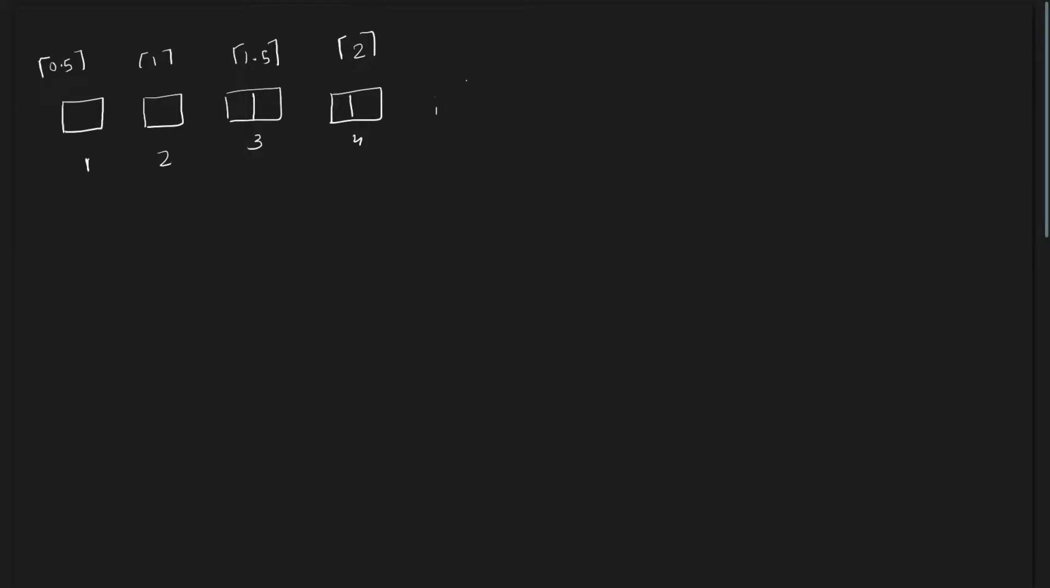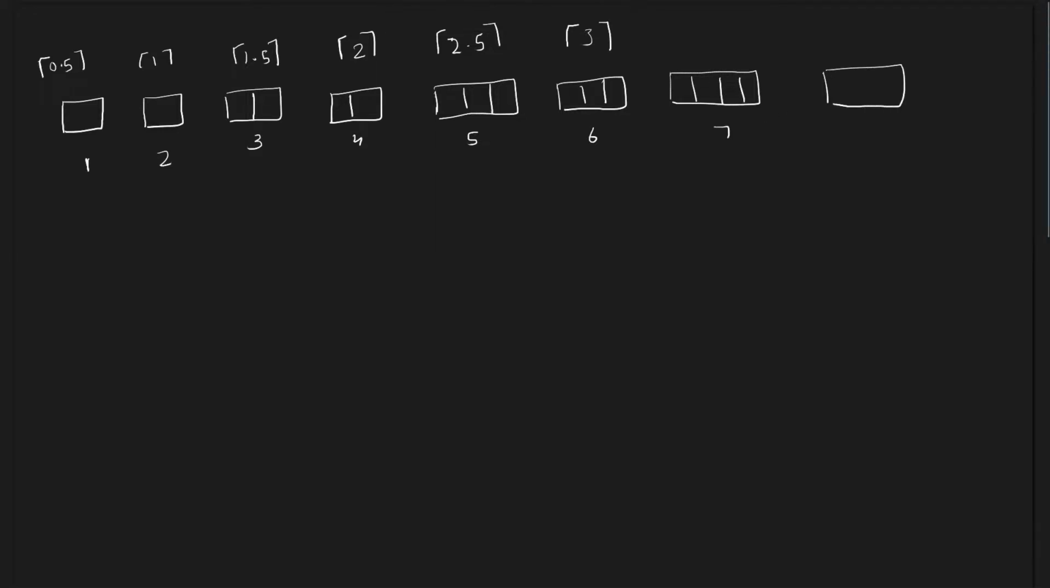For 5, we'll have 3 width, so this is ceil of 2.5, right? And we keep on going like this. This is ceil of 3, and let me just write two more values. This is 7 and this is 8, so this will be ceil of 3.5 and this will be ceil of 4.